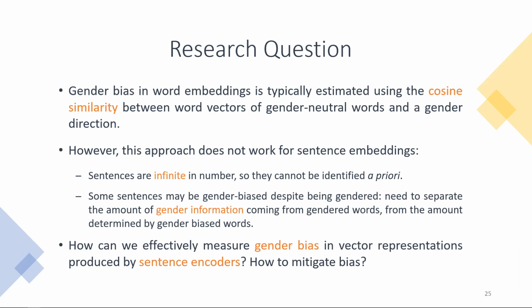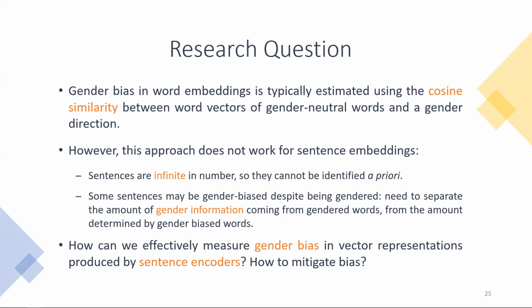So the research question is the following. We saw that we can use cosine similarity or other geometric metrics to estimate similarity between word vectors for gender neutral words and the gender direction in the vector space of these models. But this traditional approach does not work for sentence embeddings. Why? Because first, sentences are infinite in number, so you don't have a limited number of sentences. You can have any kind of sentence, and so it is not possible to take a model and measure gender bias by taking the cosine similarity of every single sentence. You can do it with words, but it's not possible with sentences. So we need to do something at runtime, let's say.